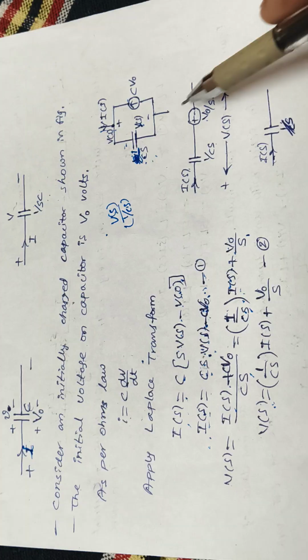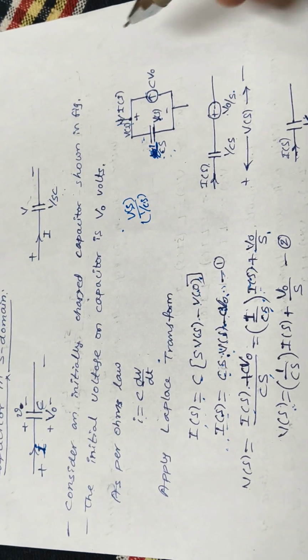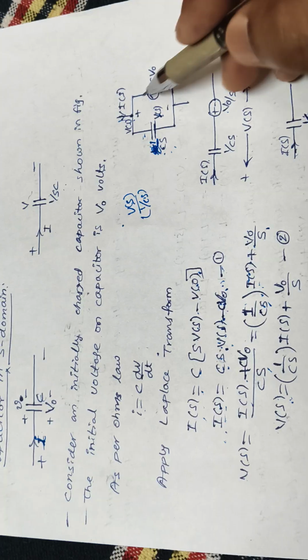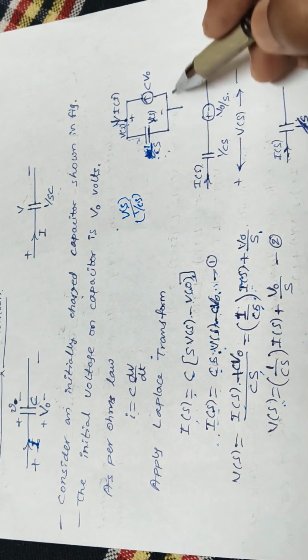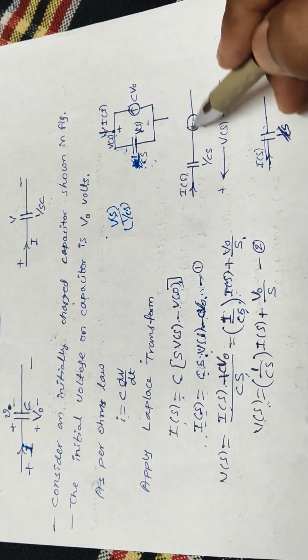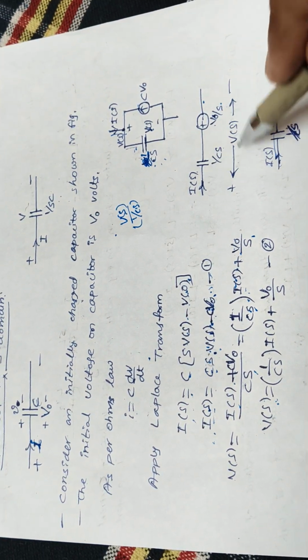If the initial voltage is equal to 0, here also, if the initial voltage is equal to 0, meaning V naught is equal to 0, this current source will become an open circuit. You are left with only 1 by Cs. If the initial voltage is equal to 0, this will get short circuited. You are left with only 1 by Cs.